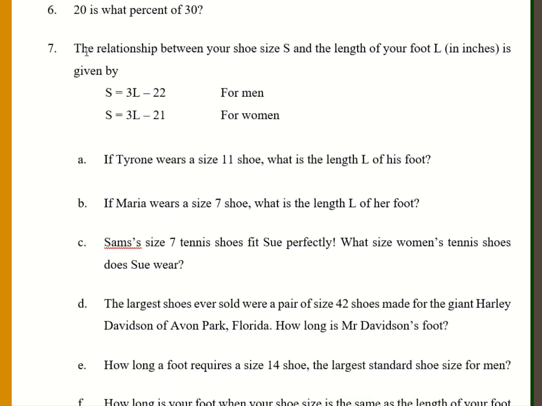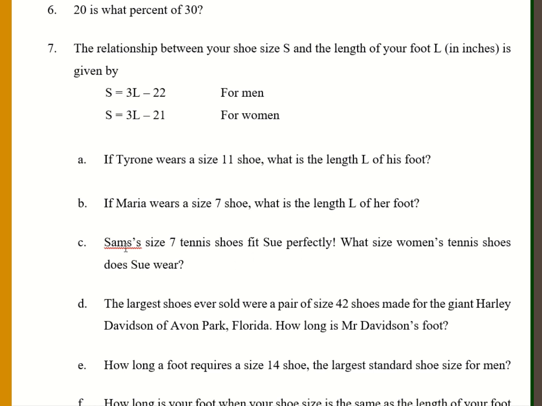Question 7, they have given you two equations, one for men, one for women. So Tyrone, a man, wears a size 11 shoe. If the size is 11, they want to find L. So you use the man equation, substitute S equals 11 and find the length. Maria should be a girl. So for Maria, you substitute 7 into the woman's equation and find the length. Sam, size 7, fits Sue perfectly. So Sam is a boy, and a size 7 fits Sue perfectly. What size of women's tennis shoe does Sue wear?